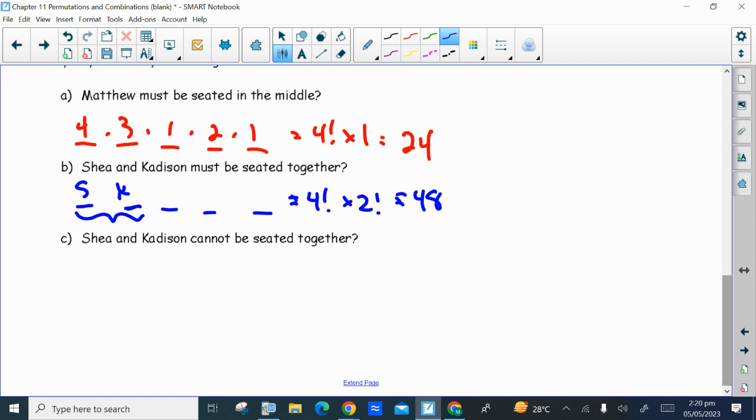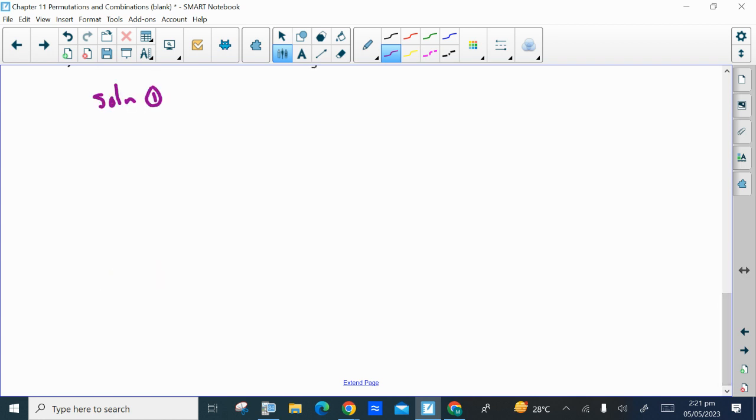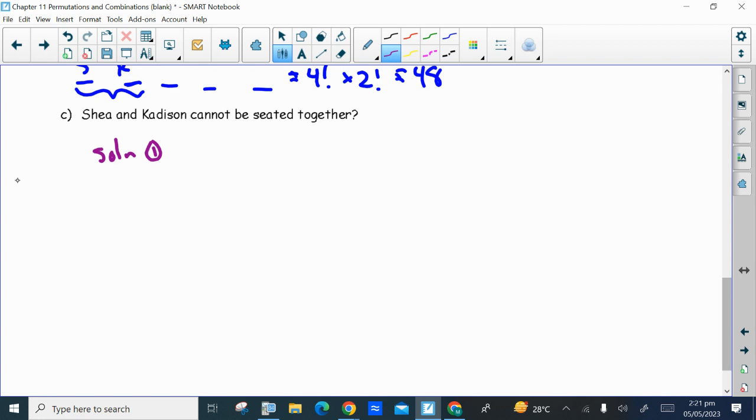Now, part C says, what if they cannot be seated together? There's going to be 2 different ways that we can do this. So here's solution 1. It will be a little bit easier to do. Solution 1 could be found by taking all possibilities and subtracting the possibilities with Shay and Caddison together.